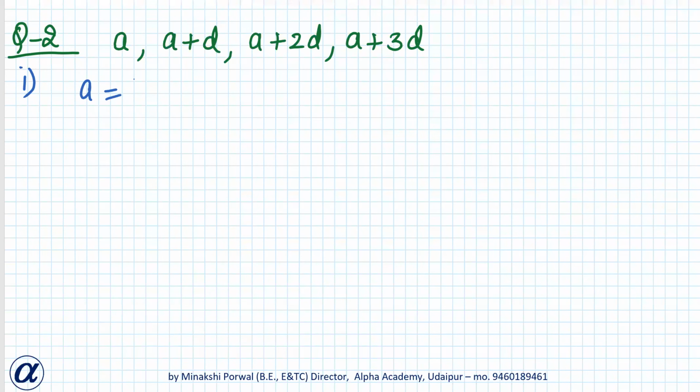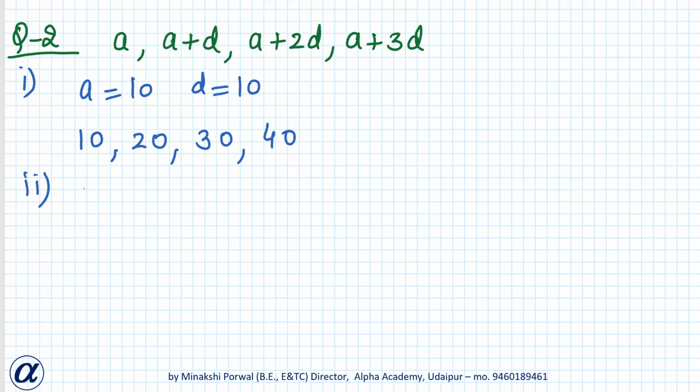A is 10, D is also 10. So A will be 10, A plus D will be 20, A plus 2D will be 30, and A plus 3D will be 40. Okay. And A, D is 10. Okay, it is given.